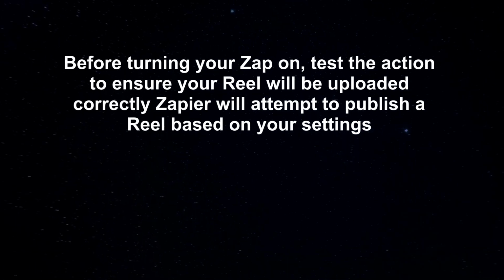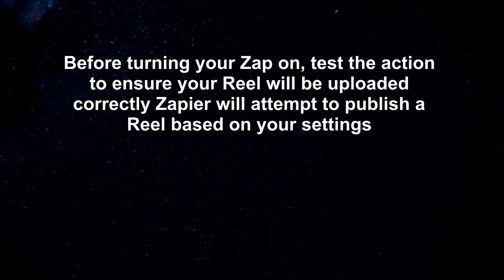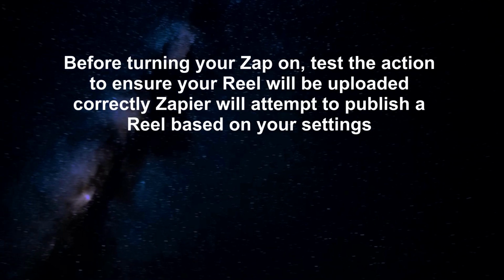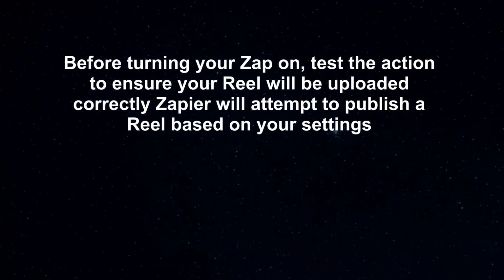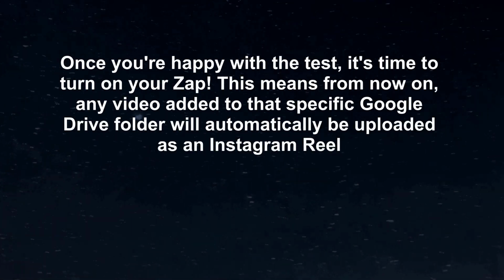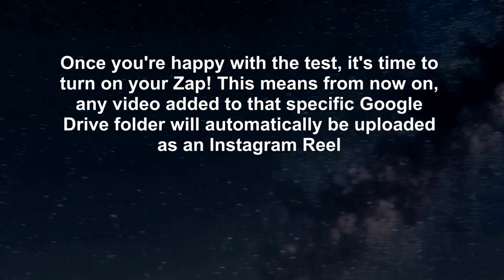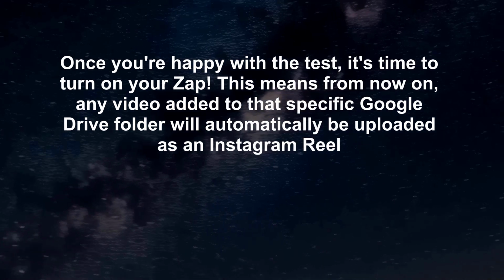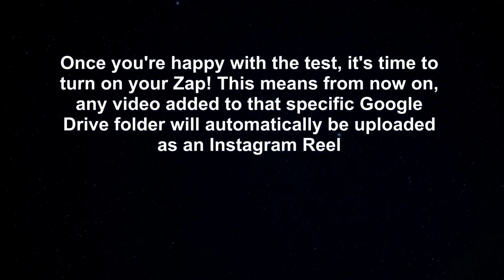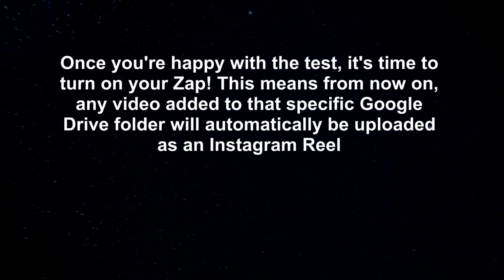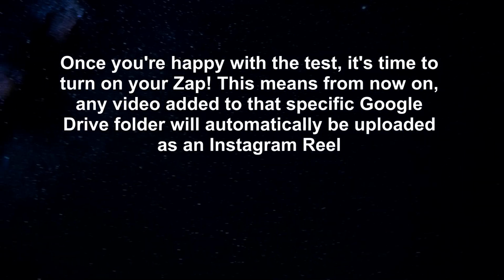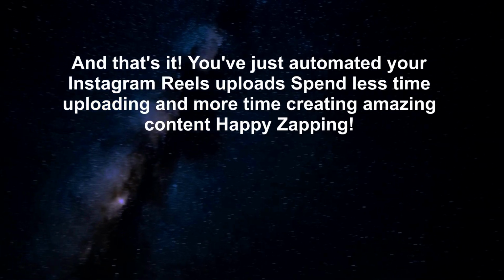Before turning your Zap on, test the action to ensure your reel will be uploaded correctly. Zapier will attempt to publish a reel based on your settings. Once you're happy with the test, it's time to turn on your Zap. This means from now on, any video added to that specific Google Drive folder will automatically be uploaded as an Instagram reel. And that's it.